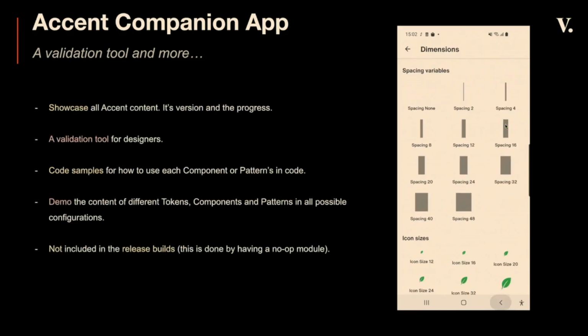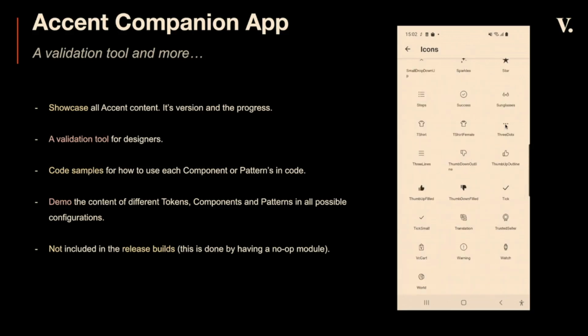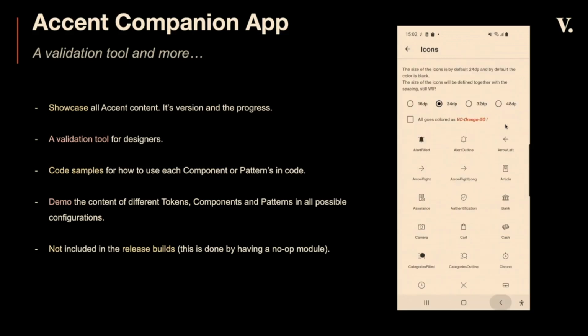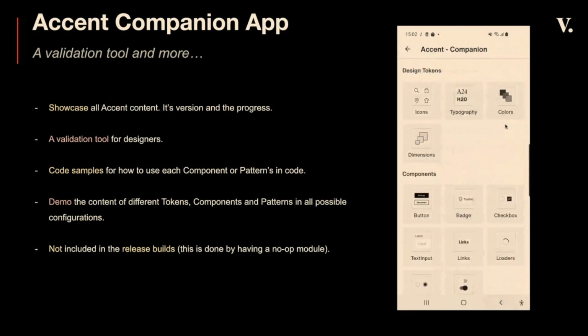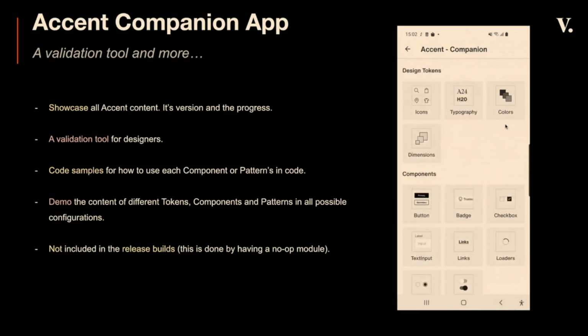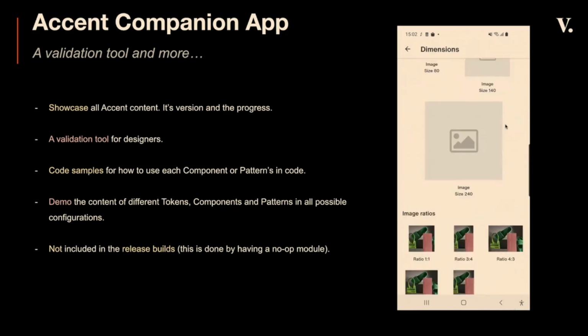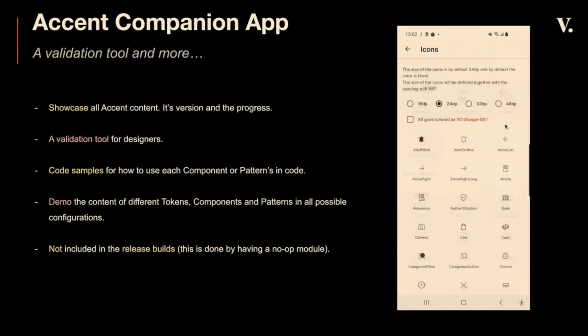This is what the Companion app helps us to do. It showcases all the Accent content, its version, and the progress of work. It's a validation tool for designers. Its module contains code samples for how to use each element of the design system in code according to its different configurations. And it's not included in the release builds. This is done by having a no-op module. No-op is short for no operation, and it signifies a computing operation that has no significant effect.